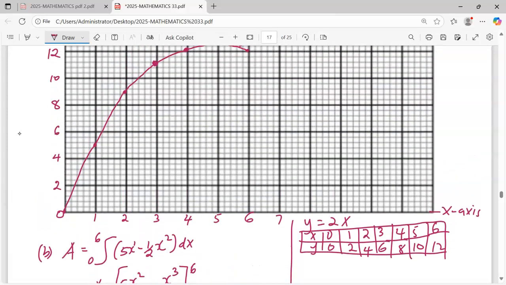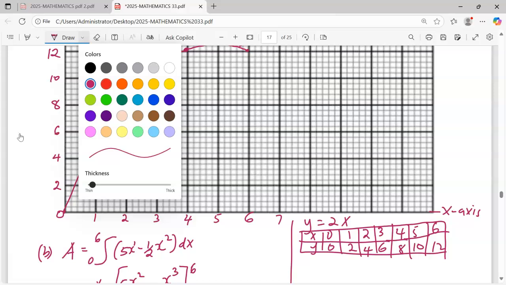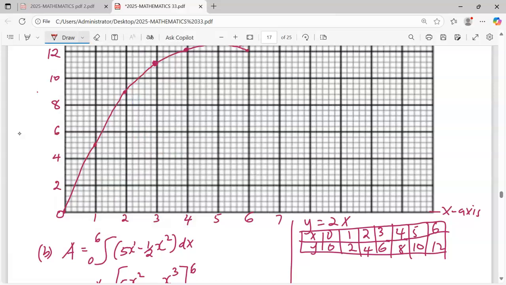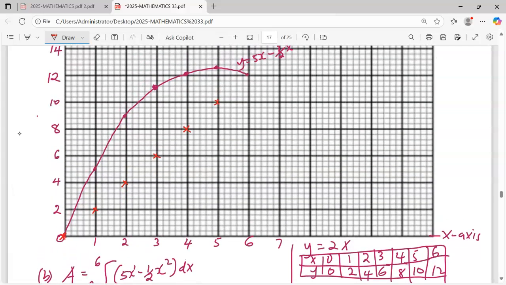When x is 0, allow me to use a different ink. When x is 0, y is 0 at this point here. When it is 1, the value of y is 2. When it is 2, the value of y is 4. When it is 3, the value of y will be 6. When it is 4, this one will be 8. When it is 5, the value of y will be 10. And when it is 6, the value of y will be 12 at this particular point.